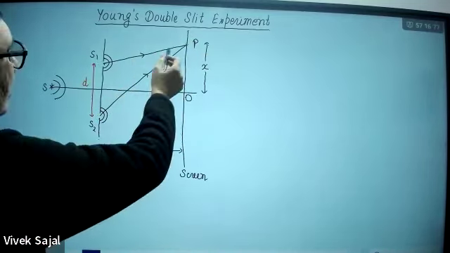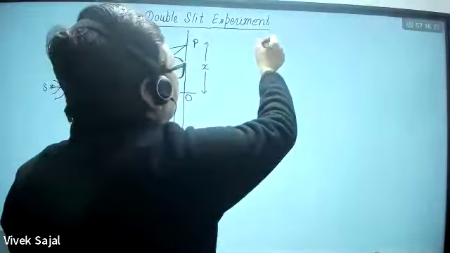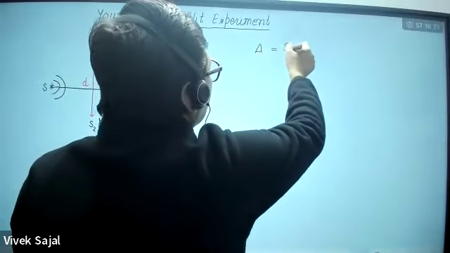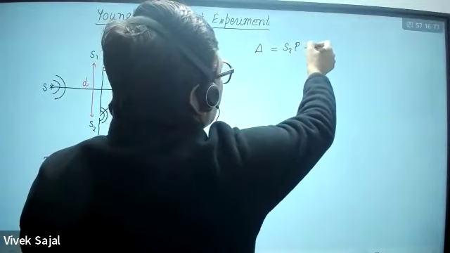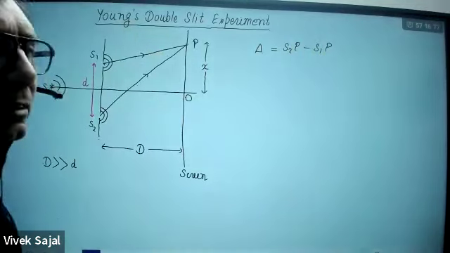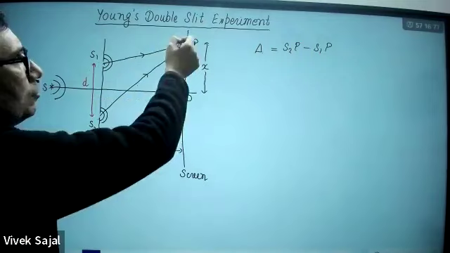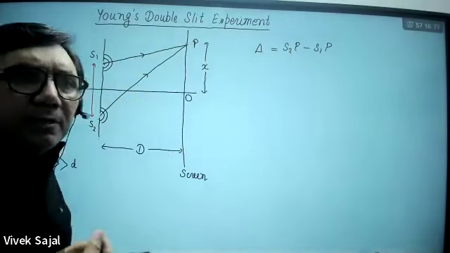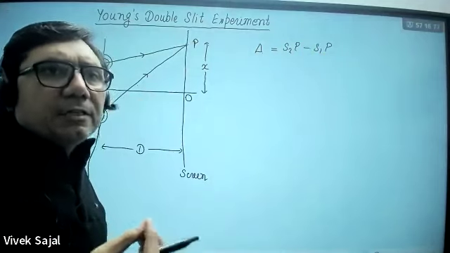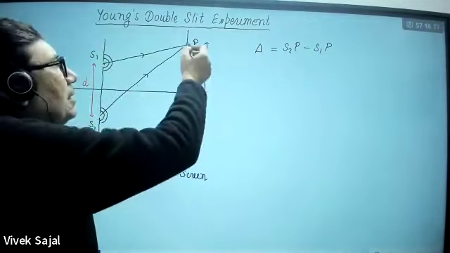So what will be the path difference between these light waves which are reaching at P? That path difference, delta, will be S2P minus S1P. This is the path difference between the light rays which start at S1 and S2 and reach point P, and there they are interfering. They are producing interference, or you can say they are overlapping.